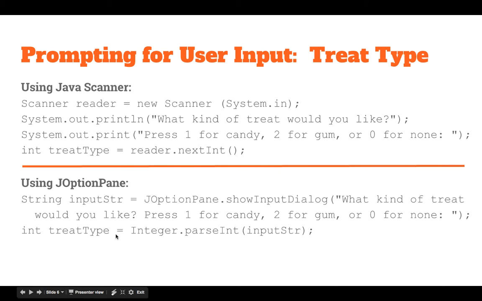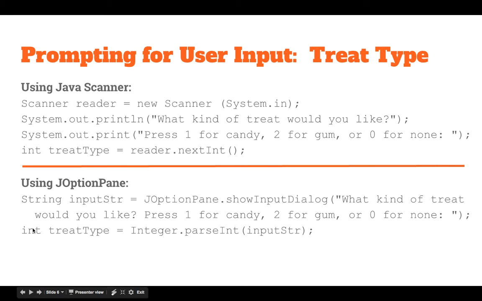It's a little bit different here for the JOptionPane. So it's going to be a string. We talked about string message. And the input string is equal to JOptionPane.showInputDialog. And then this is where we put the text that we want to display on the screen. What kind of treat would you like? Press 1 for candy, 2 for gum, or 0 for none.